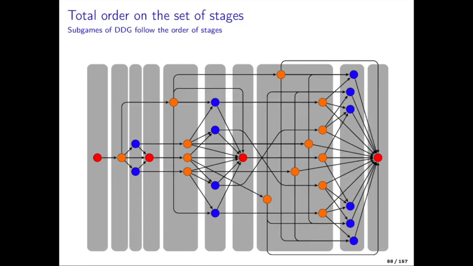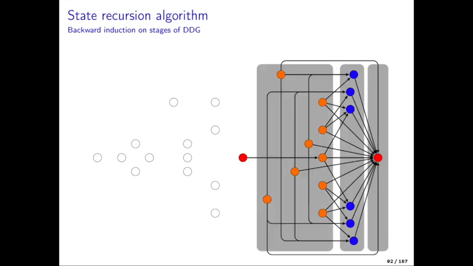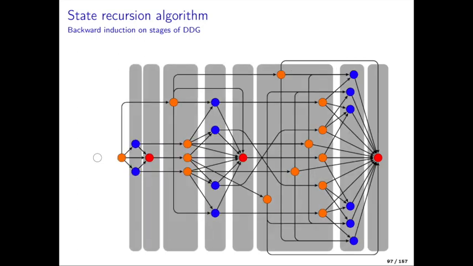Okay, so the total order of the set of the stages also defines subgames of the directional dynamic games that follow all these different stages, and you can solve those subgames one by one. So we're going to do that by backward recursion. Okay, so here's the state recursion algorithm. Once you have identified all the stages of the game, you can start doing the state recursion. So first you solve for the last stage, its absorbing state. Having solved that, then you move on and solve the next stage and backwards, and then you just move up and solve stage by stage.